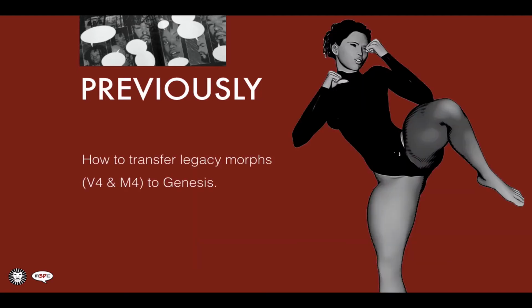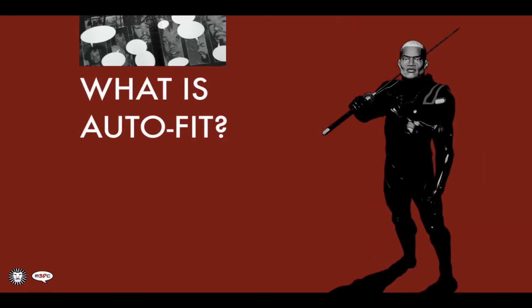Previously, what I discussed was how to transfer legacy morphs, and legacy meaning Victoria 4 and Michael 4 morphs, to Genesis. If you haven't seen that video, click the link here to watch it. Otherwise, let's begin. So what is AutoFit?